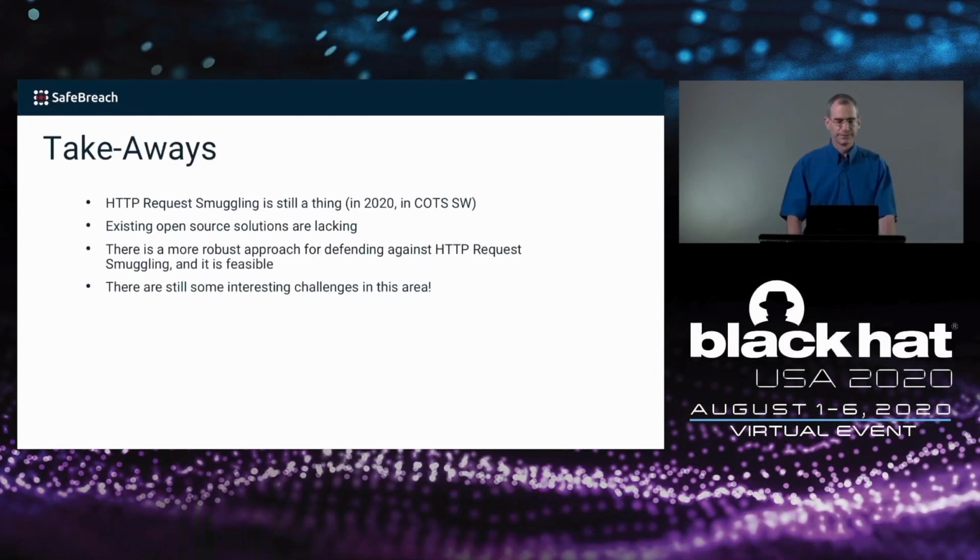To conclude, we see that HTTP request smuggling is still a thing in 2020 in common off-the-shelf software. Existing open source solutions are lacking. There is a more robust approach for defending against HTTP request smuggling, and it is feasible. I'm talking about implementing lightweight solutions specifically tailored for HTTP request smuggling in path. It can be applied by vendors or third-party security software. And there are still some interesting challenges in this area.